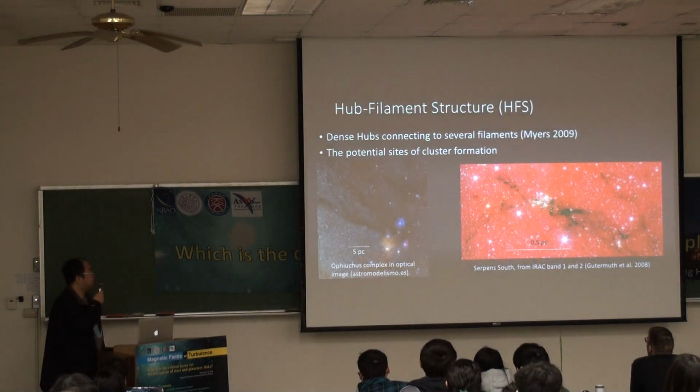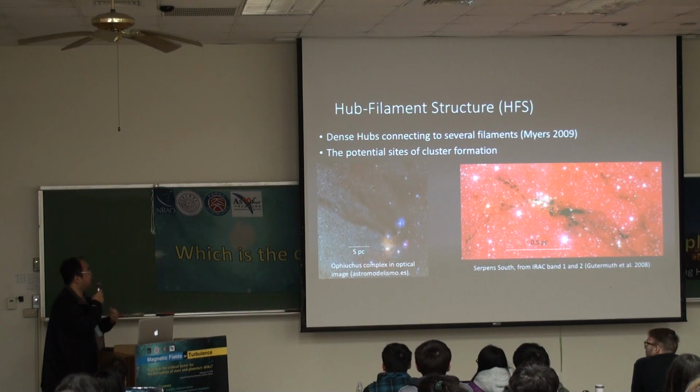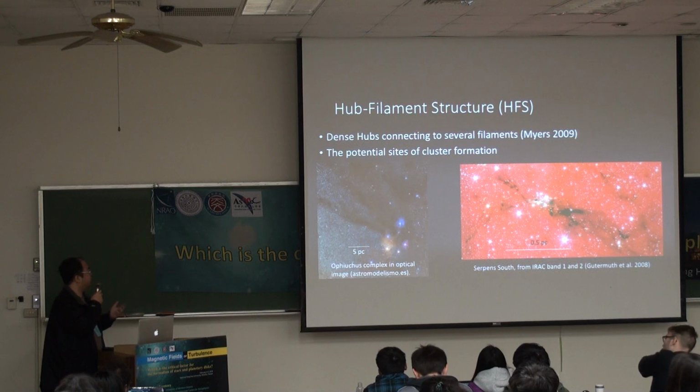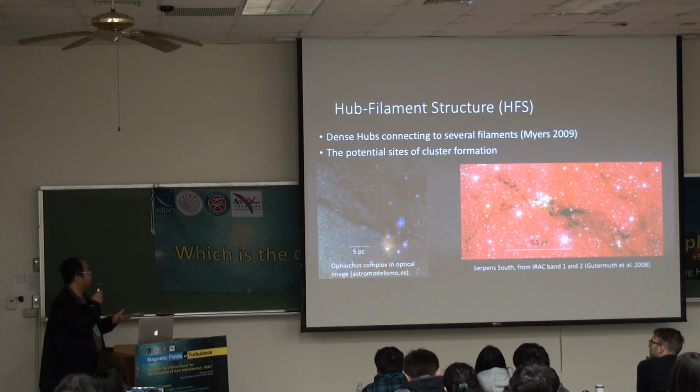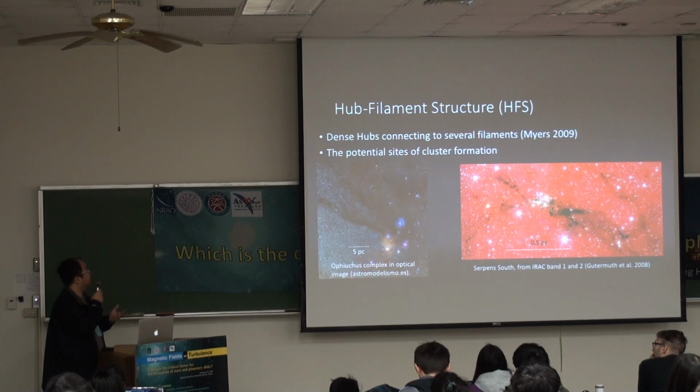Here I would like to draw your attention to the so-called hub-filament structure. That describes a structure that consists of a dense hub connecting to several filaments. This kind of object is important because they are often associated with young star clusters. So it is a potential site where the material in the filaments is converting to the mass of the young clusters.